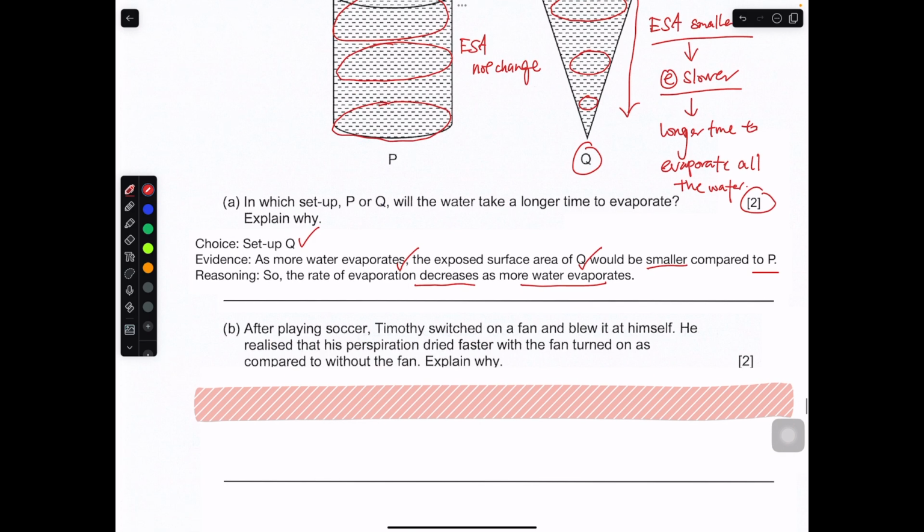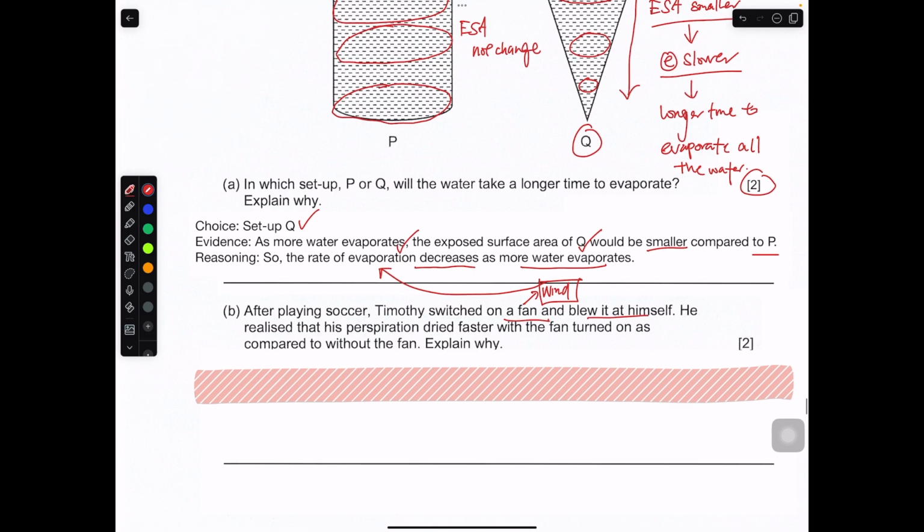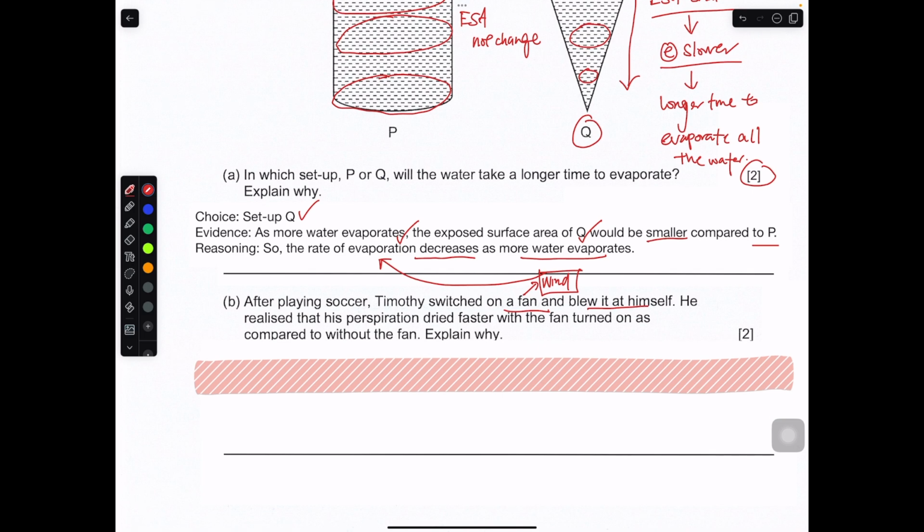After playing soccer, Timothy switched on a fan and blew it on himself. A fan is always related to wind, and wind is a factor that will affect the rate of evaporation. More wind, rate of evaporation increases. He realized that his perspiration dried faster. It means that the sweat became water vapor faster with the fan turned on as compared to without the fan. With fan, evaporation is faster. Without fan, evaporation is slower.